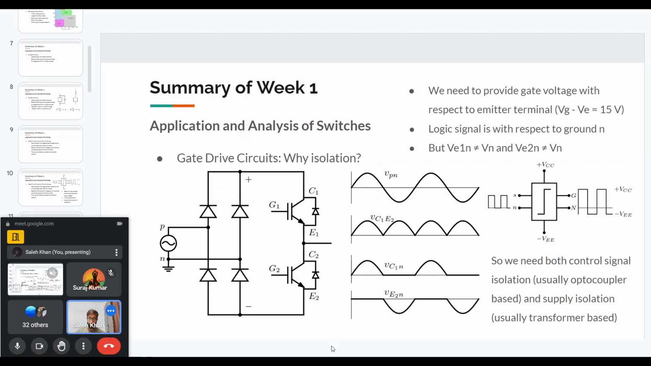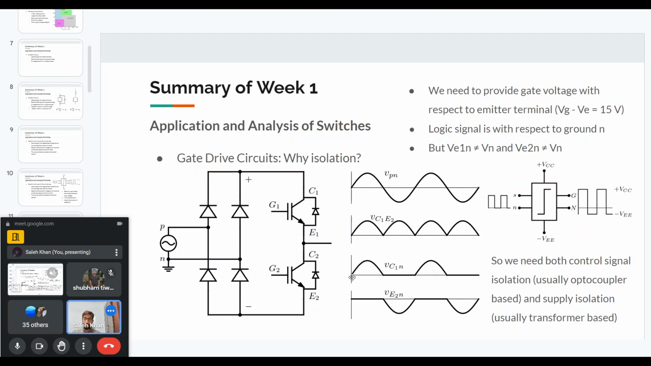Okay, so someone wants me to explain each of the half cycles. Let me first name these diodes. The top left diode I will call D1, and the bottom right diode I will call D2. In the positive half cycle, D1 and D2 will be forward biased. So the terminal C1 will be connected to the point P, and the terminal E2 will be connected to the point N. So the voltage of terminal C1 with respect to N for the positive half cycle, since C1 is connected to P, will just be the voltage of the P terminal, which is a sinusoidal half cycle.